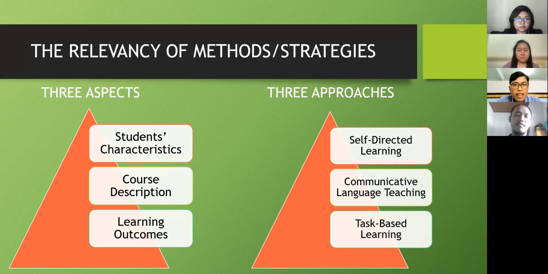I will tell you from two parts. The first is the three aspects of the methods and strategies used in the syllabus, and the second is the approaches. If we look at the aspects and the approaches, the syllabus already accommodates the students' characteristics, in this case first semester students, and the second, the course description and learning outcomes. These three aspects are the considerations to choose the methods or strategies for the syllabus.